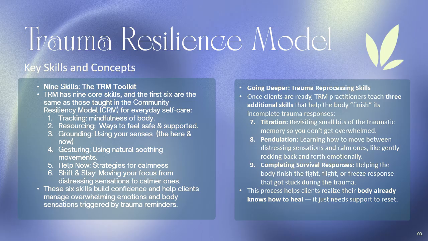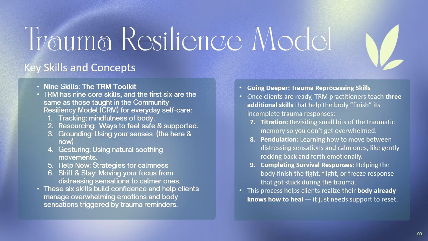The second skill is resourcing, ways to feel safe and supported. Resourcing involves identifying and recalling people, places, activities, or memories that bring comfort and a sense of safety. For example, remembering a supportive friend or a peaceful walk by the ocean can activate positive sensations in the body. Resourcing strengthens the nervous system's ability to return to balance and fosters a sense of inner stability.